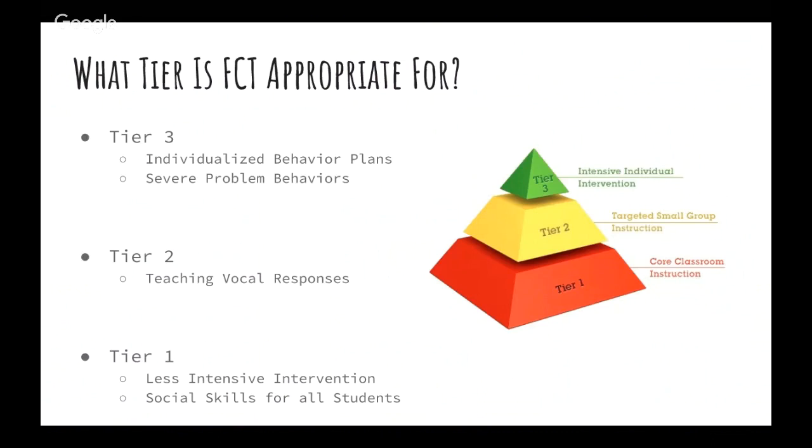As this intervention becomes effective for the Tier 3 students, it could also be used for Tier 2 students by teaching vocally appropriate responses rather than using PECS. This intervention could even be modified to reach Tier 1 students. However, the structure of the intervention would be less intensive.